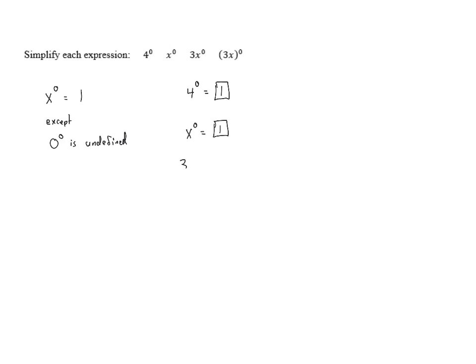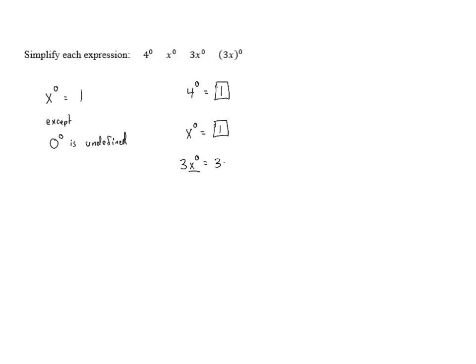Now this one's interesting. If we have 3x to the 0 power, we have to talk about what gets affected by the exponent. Now here, the exponent of 0, the base is x. 3 is just something that's getting multiplied by it. So we have to deal with the exponent before anything gets multiplied by 3. And if we look at x to the 0, we know that that's 1.